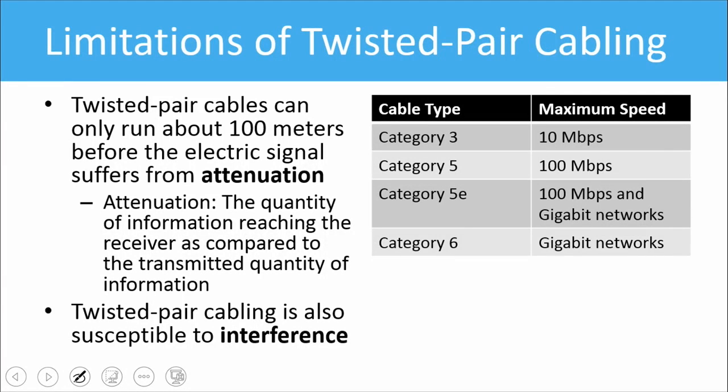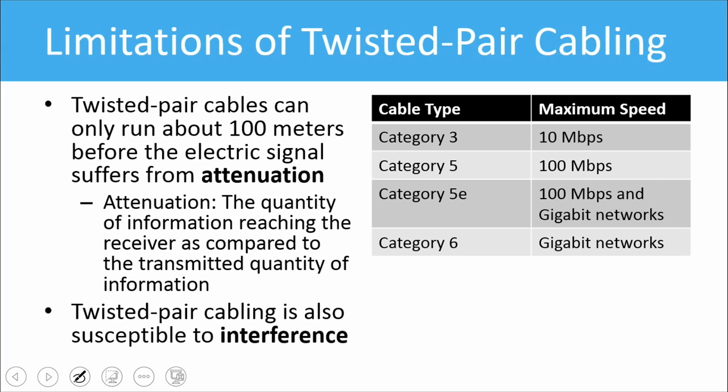Limitations of twisted pair cabling. As we mentioned before, there may be some interference with twisted pair cables, and so they actually can only run about 100 meters, which is just a little over 300 feet, before they start suffering from something called attenuation. And attenuation is just simply the difference between the amount of information that's being transmitted and the amount of information that actually reaches its destination. Okay. And so what attenuation is basically, you're saying signal loss, right? So we're losing data due to attenuation.